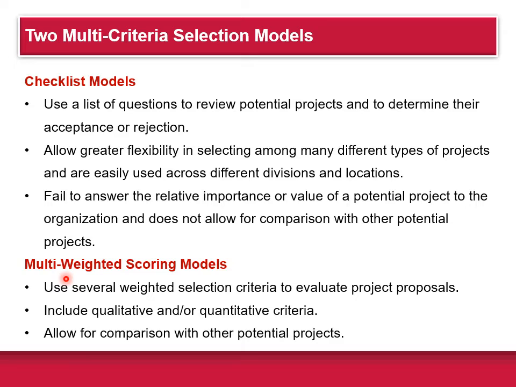The next one is the multi-weighted scoring models. These use several weighted selection criteria to evaluate project proposals. The advantage of it is it can include qualitative as well as quantitative criteria. Another advantage is it allows for comparison with other potential projects. So the second method is a much more sophisticated method, I would say.